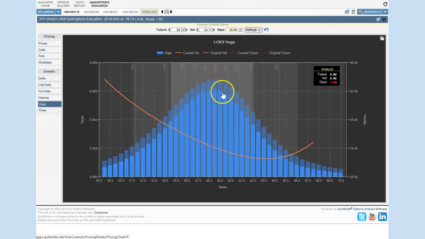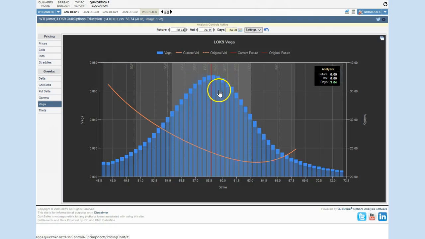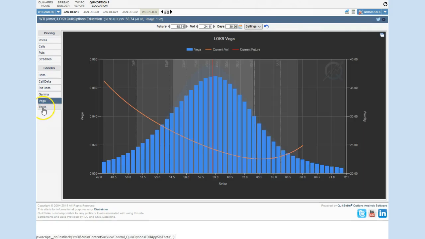Again, we should see decay. As we move towards expiration, we're going to lose how much Vega we have. So if you own options, you're going to lose some money, and if you have sold options, you're going to make some money. So that's something to keep in mind. And then if I go back up to 34 here, I'm going to see an increase in my Vega across the board. Okay, reset.